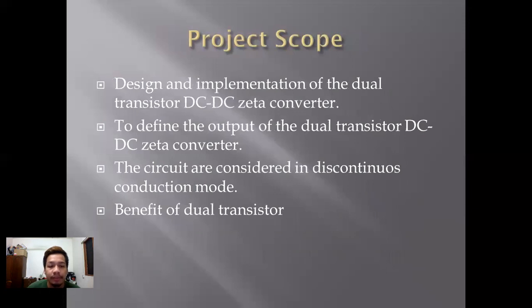So for the project scope, I need to design an increment of the dual transistor DC to DC Zeta converter, to define the output of the dual transistor DC-DC Zeta converter, and the circuit is considered in discontinuous conduction mode. Usually we find that the converter is only in continuous conduction mode. So for this project, what I do is make the circuit in discontinuous conduction mode.